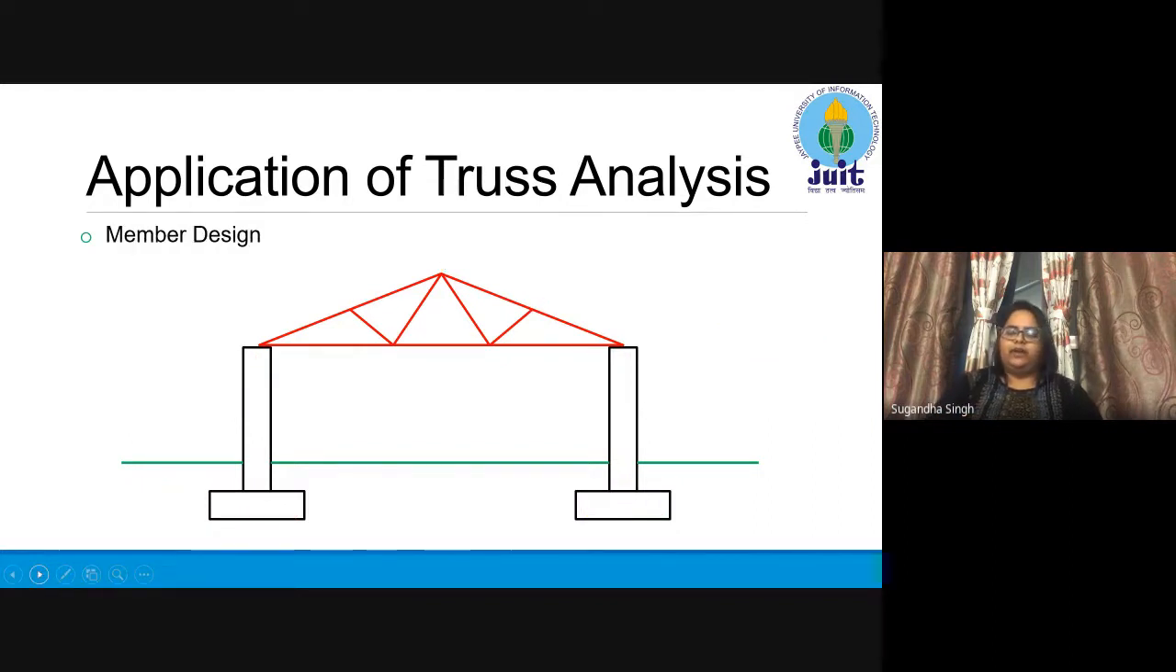Second is the member design. After we have found the reactions, we still need to design the truss that is transferring the load, just like we have to design the columns. For each of these bars, we need to know the member forces and what type of forces are being applied. Usually the members in a truss are subjected to tensile and compressive forces. We should design all of these members accordingly based on the type of load being applied to them and the magnitude.